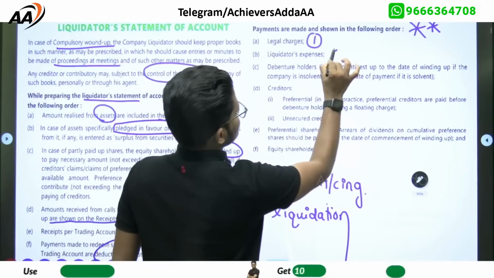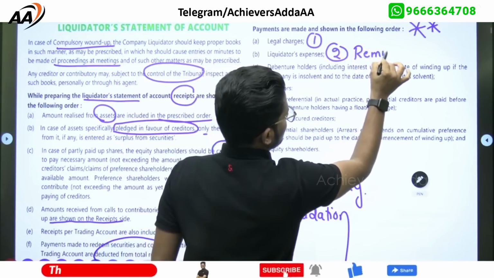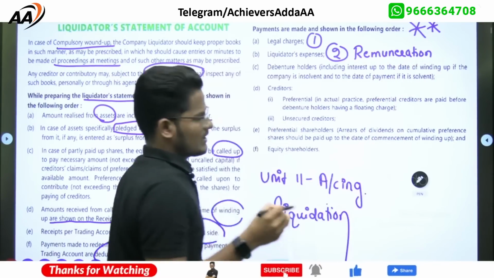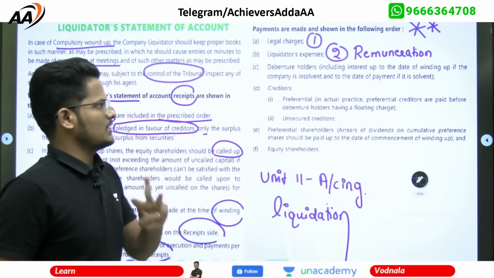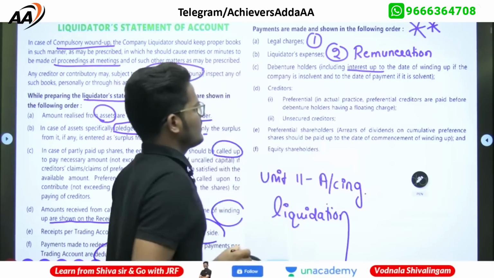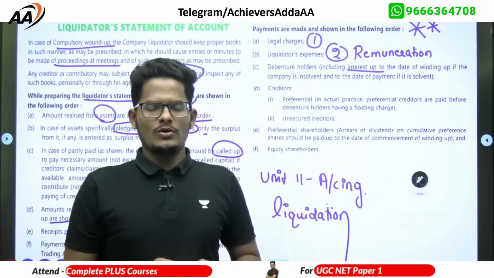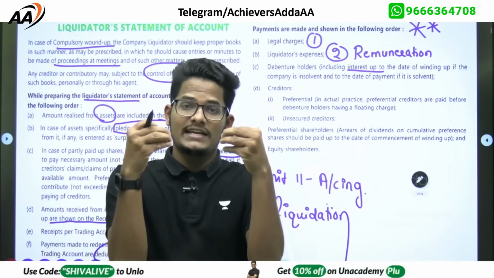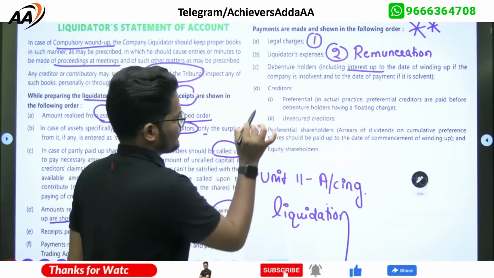After that, liquidator's expenses, usually the liquidator's remuneration, we need to pay. Remuneration means whatever charges are taken by the liquidator; that is the second order of payment. Third order, debenture holders, including the interest up to the date of winding up if the company is insolvent, and up to the date of payment if solvent. So debenture holders are the third category. For the debenture holders, we need to pay with the interest also, till the date of winding up, if the company is in a solvent position.